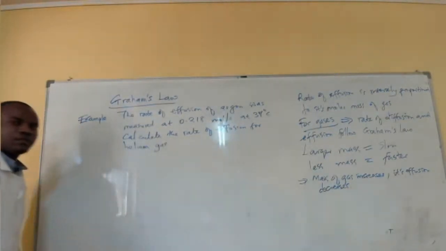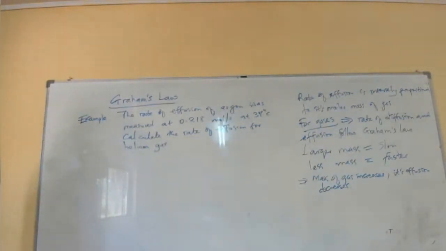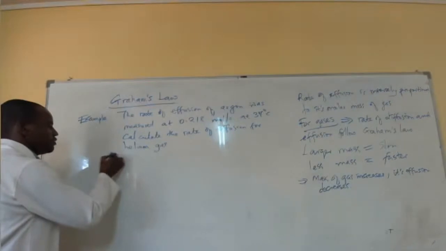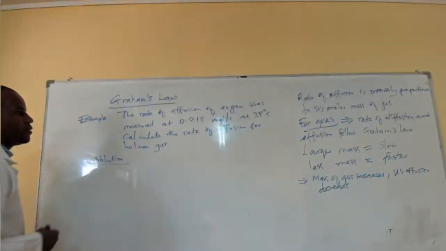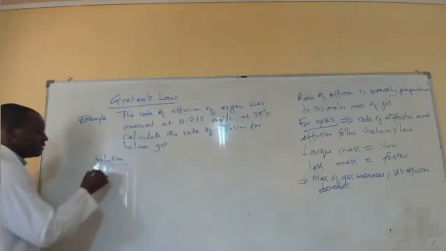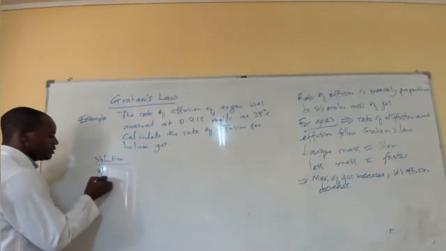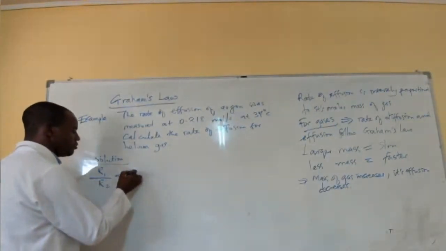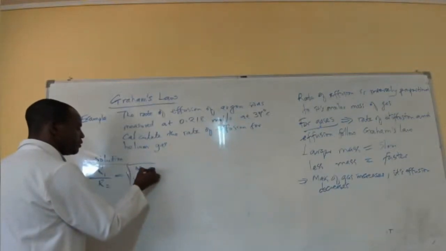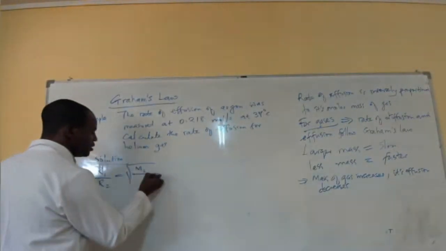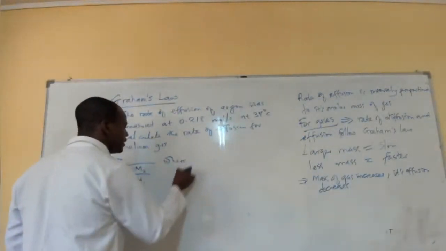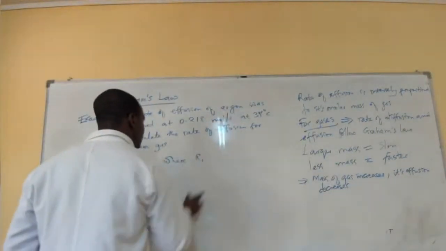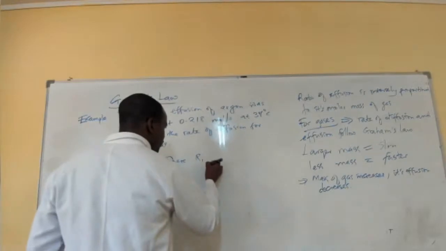Okay. So here what we want to do is, first of all, to identify that for us to solve this question, we are just going to use the simple formula: R1 over R2 is equal to the square root of the molar mass of gas 2 over the molar mass of gas 1.